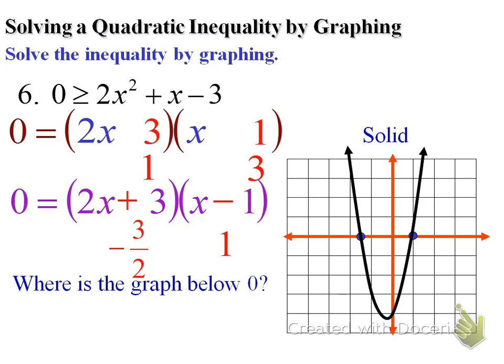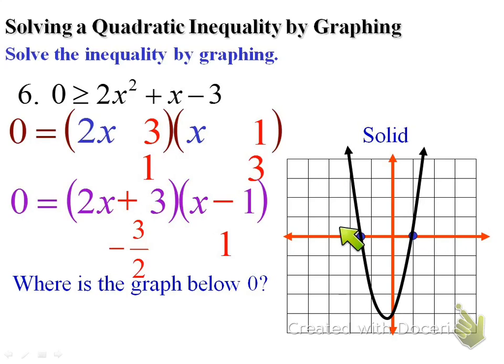Zero is our x-axis. Where is our graph below the x-axis? Because I want to know where this parabola is less than 0. That's what this question is asking me. So does anyone know where it is less than 0? Less than 0 means below the x-axis, right?